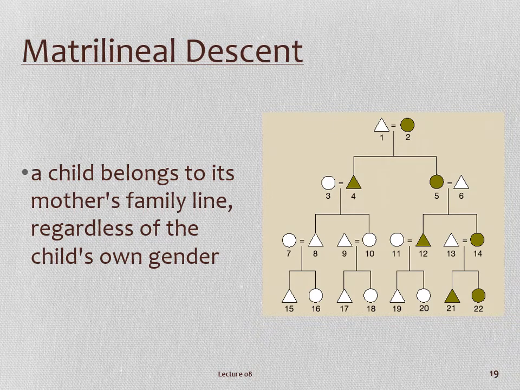Matrilineal descent is the flip side. Children belong to their mother's family regardless of their own gender. In this scenario, 4 and 5 inherit from their mother, person 2. Daughter 5 passes on the identity to 12 and 14, but 8 and 10 do not inherit their identity from their father, number 4. Instead, they inherit from their own mother, number 3.